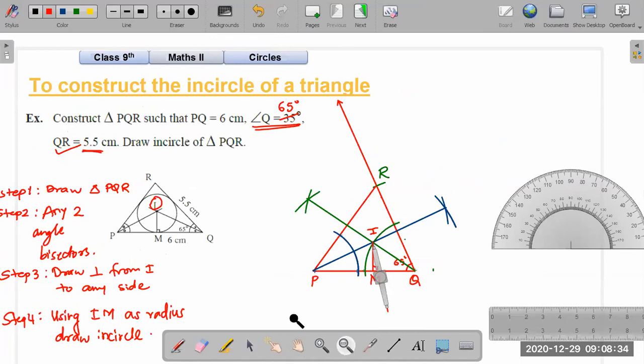You have to take the distance IM in the compass and draw a circle. So you'll get a circle which would touch the sides of that triangle, and the circle would completely lie inside the triangle, just like this rough diagram. That is how we construct the incircle of any triangle, all right?